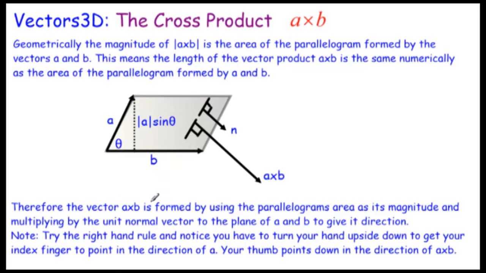So if you find this area and multiply it by that normal vector, you'll get the vector A cross B over here. Now, you'll see I've got A cross B pointing down. If you get your right hand out and try to point your index finger in A's direction and your second finger in B's direction, you'll have to turn your hand upside down, and you'll get that the direction of your thumb is downwards in this case. You might like to try that.